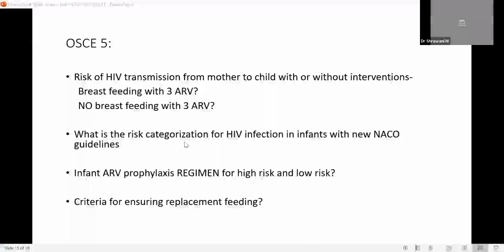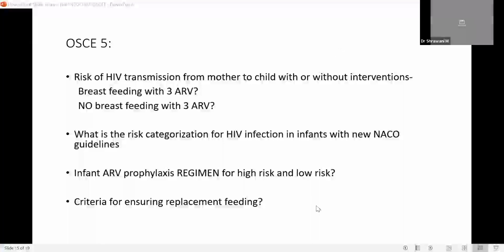Okay, and what is the risk categorization for HIV infection in infants according to the new NACO 2021 guidelines? And the infant ARV prophylaxis regimen for high and low risk, and criteria for ensuring replacement feeding.